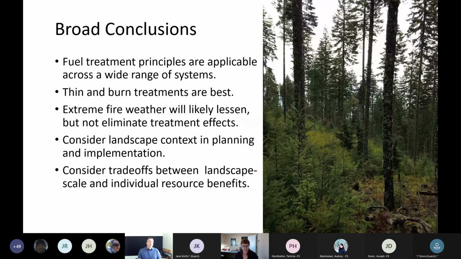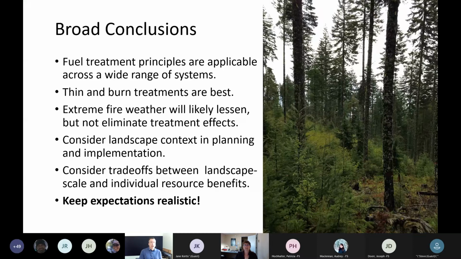And we have to consider the landscape context in planning where these treatments are going to go and timeframes for implementation. And finally, we have to consider trade-offs between trying to maximize different potential benefits of placing fuel management treatments across the landscape. Are we trying to protect specific high-value resources, or are we trying to reduce the total extent of fire or the extent of high-severity fire on average across the whole landscape?